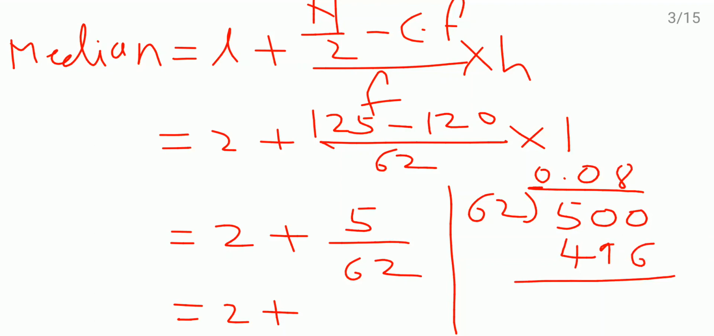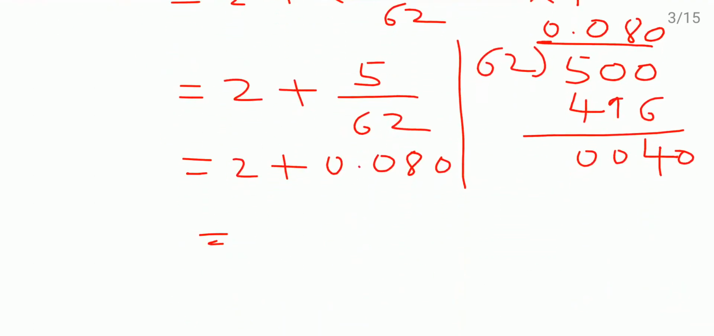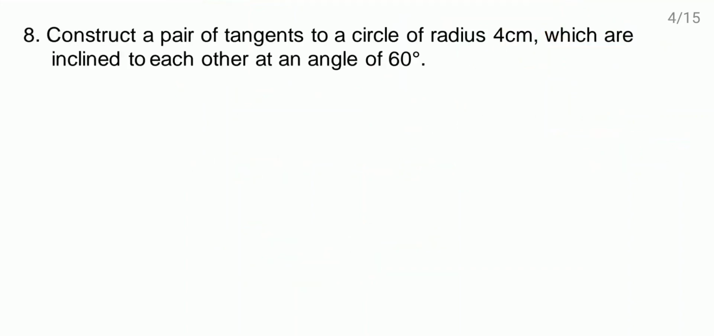62 8s are 496. And here 4 will remain. Still decimal place will give a 0. Right? Still it is smaller, so once again we'll divide it by 0. Up to 3 decimal places, the answer is enough. So here I'll write down 0.080. Correct. Now the addition of this comes as 2.08. We just want the answer to 2 decimal places. That is enough. So this many meters is the median of the given data. Right? Let us see the next sum now.